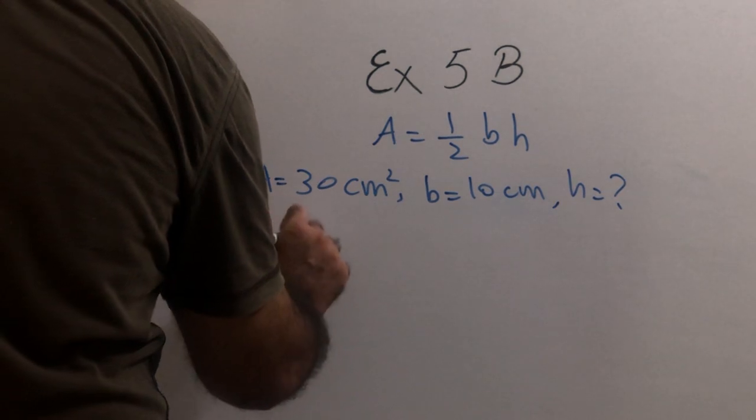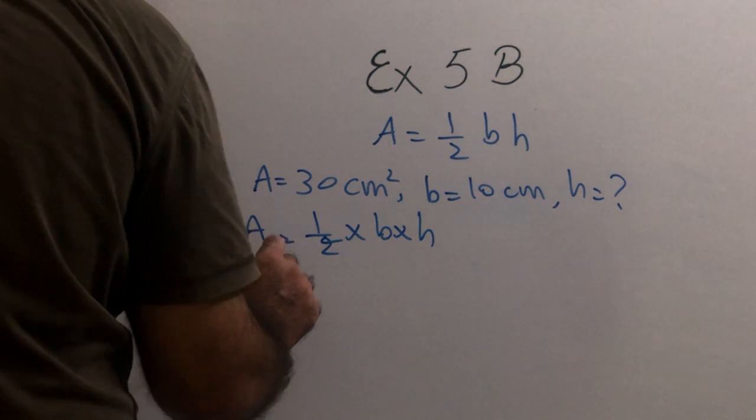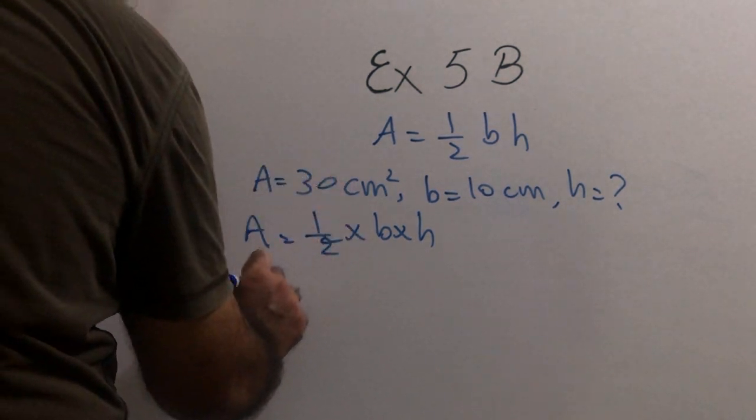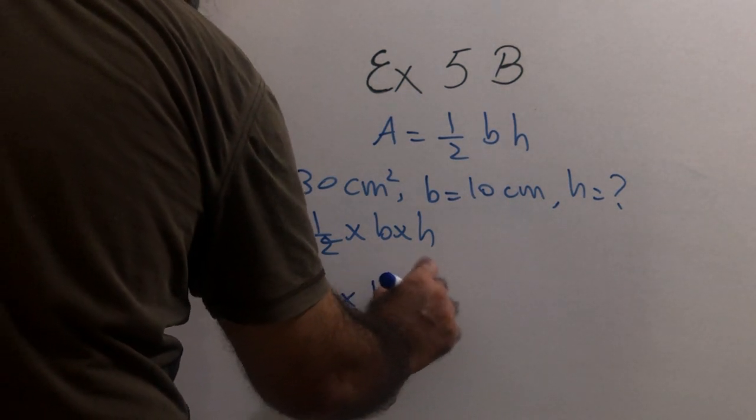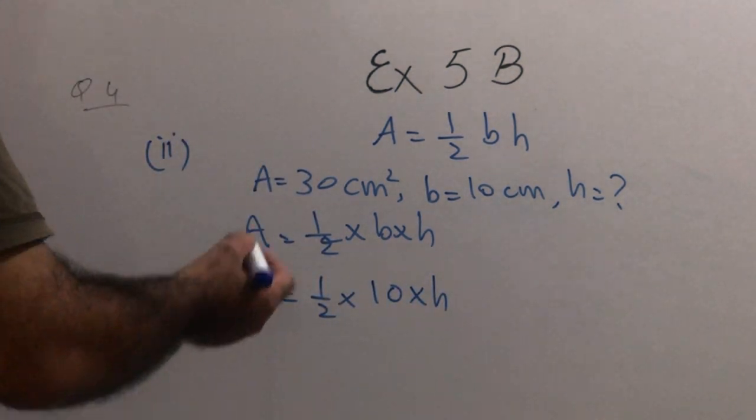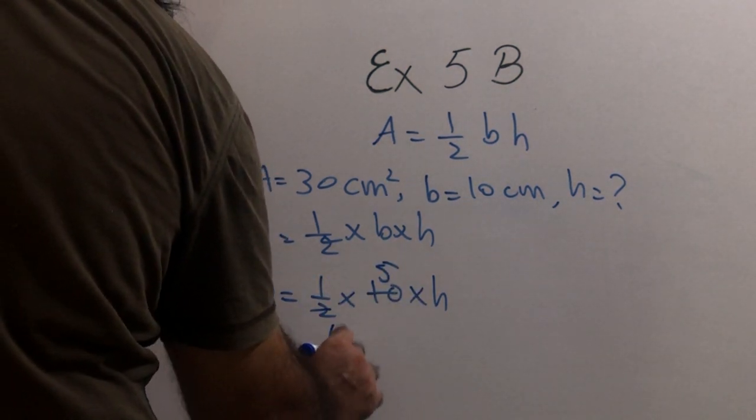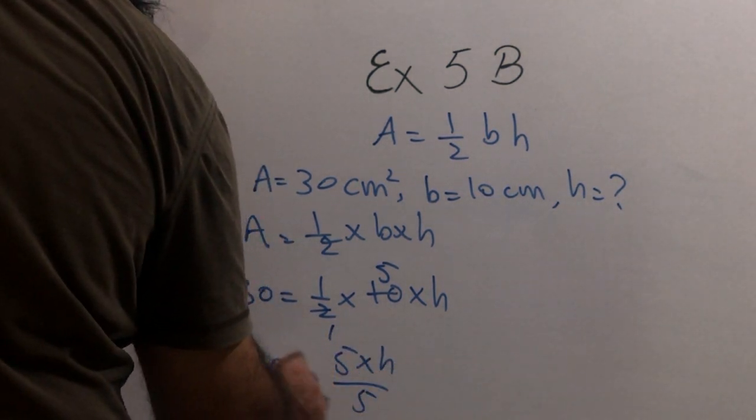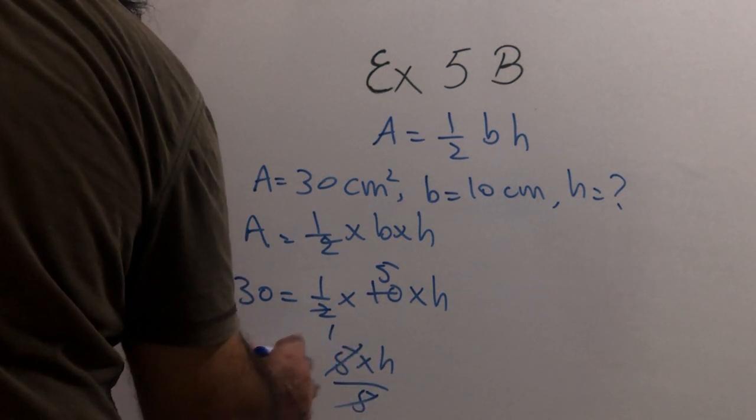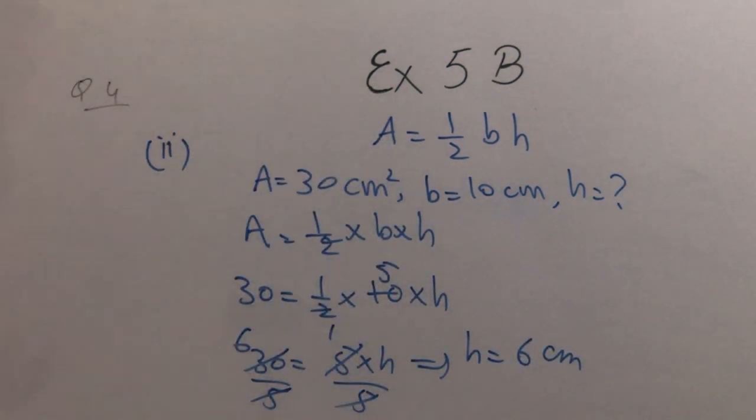Just in this formula, we'll place the values. A is given as 30, put A is equal to 30, half into B is given as 10 and H is unknown. We can simplify this here. 2 ones are 2, 2 fives are 10, so we have 30 is equal to 5 into H. So we will divide both sides by 5 because we don't need 5 on this side. So H becomes 6 centimeter. This is the answer for this question.